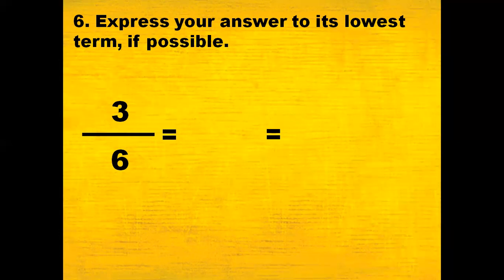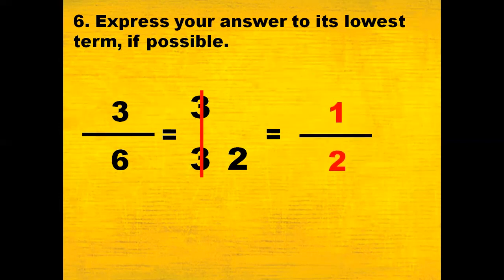So what are the prime factors of 6? I mean, prime factors of 3? So we have 3. What are the prime factors of 6? So we have 3 and 2. So we need to cancel the greatest common factor or GCF. And the GCF is 3. Since there is no number remaining in our numerator, it will be replaced by 1 as the numerator, and in our denominator, we have 2. So the final answer here is 1/2.